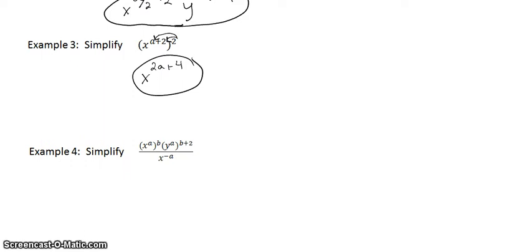Okay, our last example here. First, I'm just going to simplify the top. So I'll have x to the ab and then y to the ab plus 2a, because I'm just multiplying the a to the b and the 2 up there. And this is all over x to the negative a. Now I need to add that exponent to this exponent up here, because I'd be subtracting a negative, so that would be the same as adding.